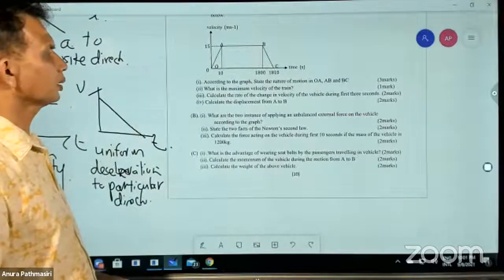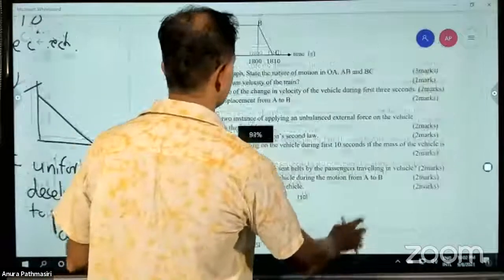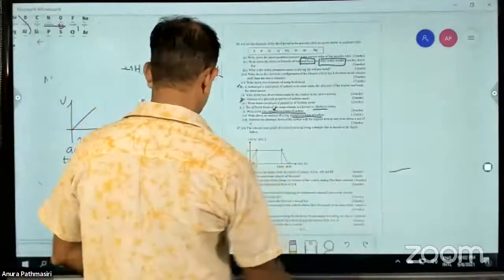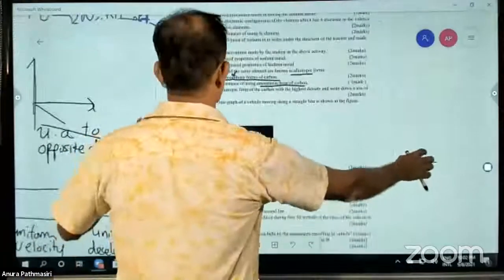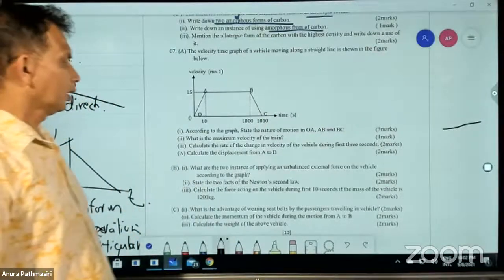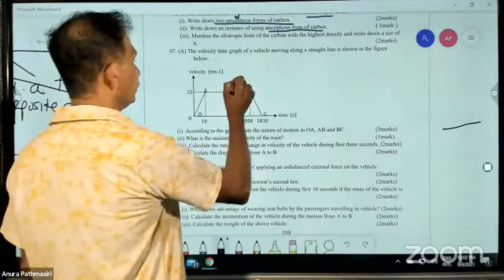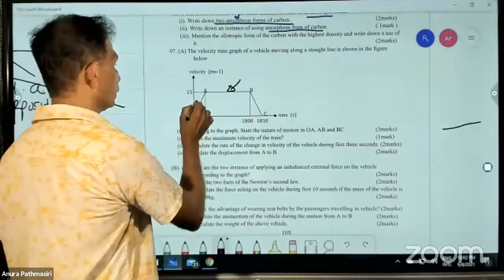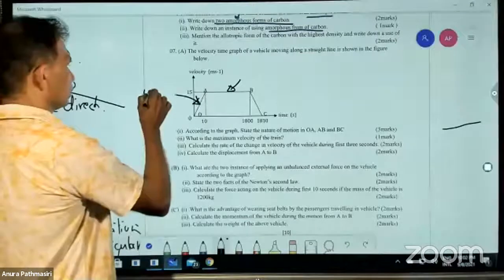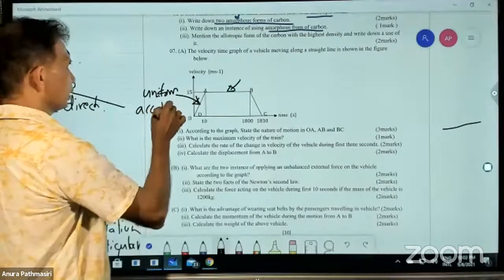According to the graph, state the nature of the motion OA, AB, BC. I'm going to write it on the graph itself. OA, this one: uniform acceleration.